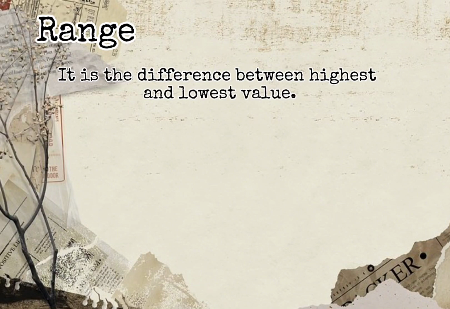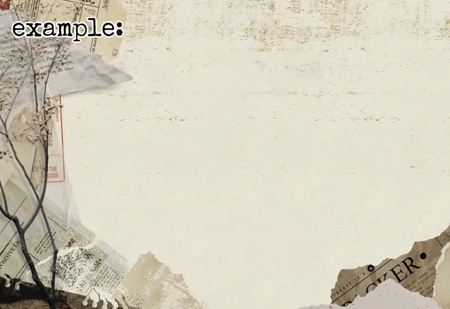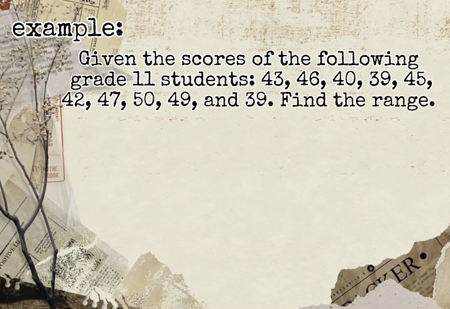In solving the range, we will use the formula R = HV - LV, where R represents the range, HV is the highest value, and LV is the lowest value. For example, given the scores of the following grade 11 students: 43, 46, 40, 39, 45, 42, 47, 50, 49, and 39. Find the range.